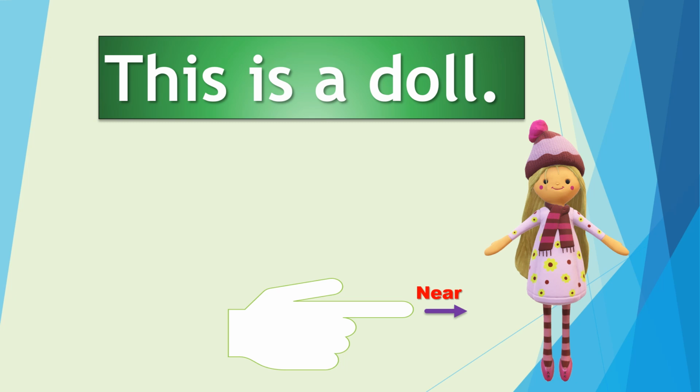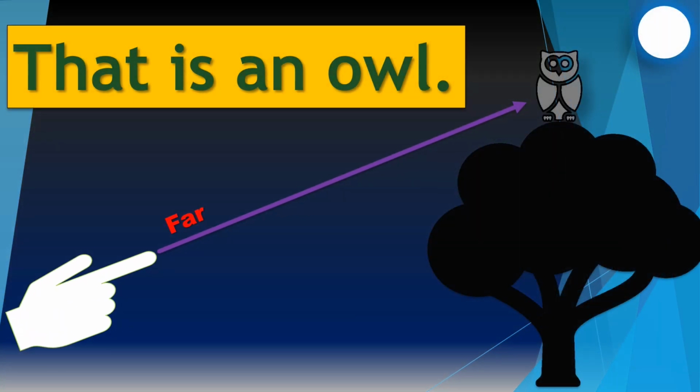Doll is near, so we will use this. This is a doll. Now, owl is far. Owl is not near. So, we will use that. That is an owl.